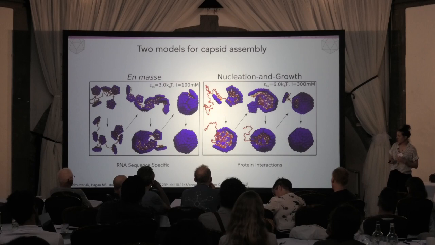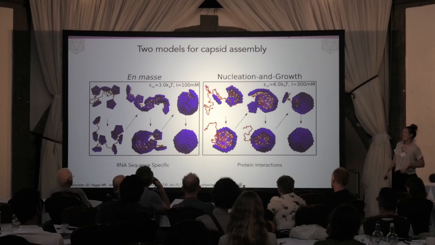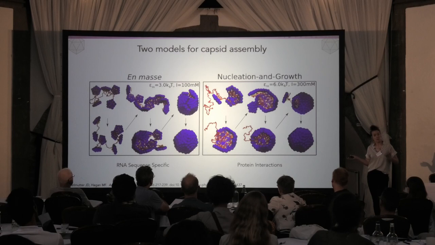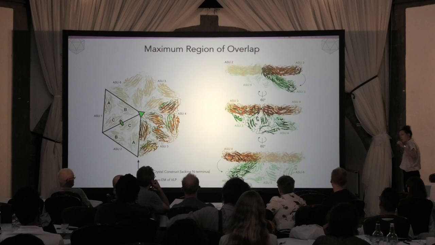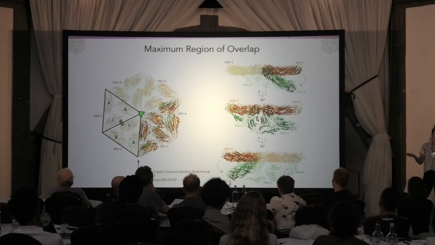So one of the reasons why we asked this question is, with these kinds of biases, there are two models for capsid assembly, and I'm sure, given the audience here, there may be more models, but the two main ideas are that one is RNA sequence specific, and one is based on the protein-protein interactions. And so what we did is we took the capsid structure, and we modeled that sheet directly on top of it. And we wanted to find the maximum region of overlap. Is there even a region of overlap between the two systems, right?